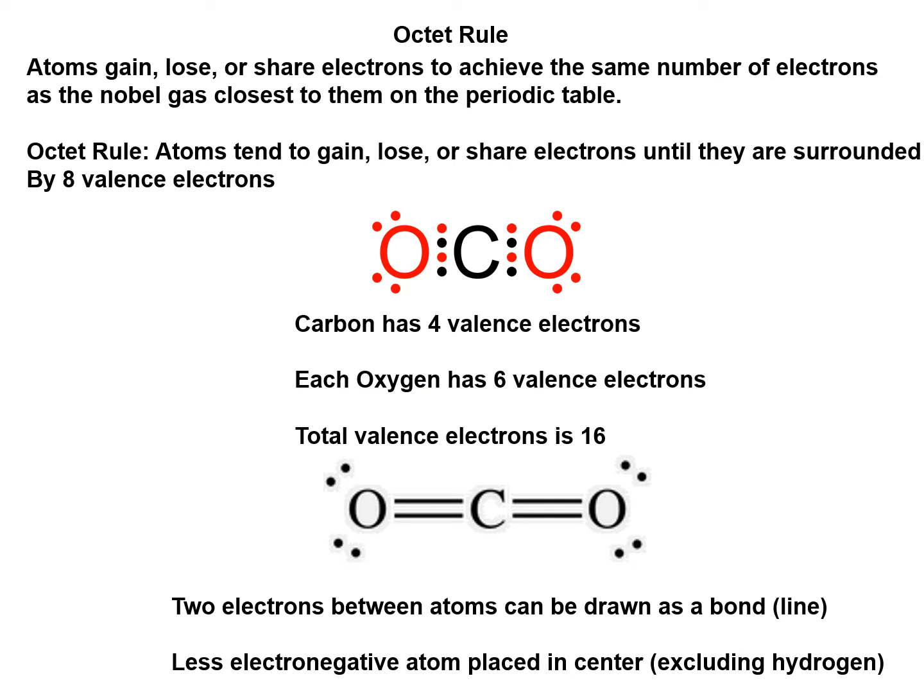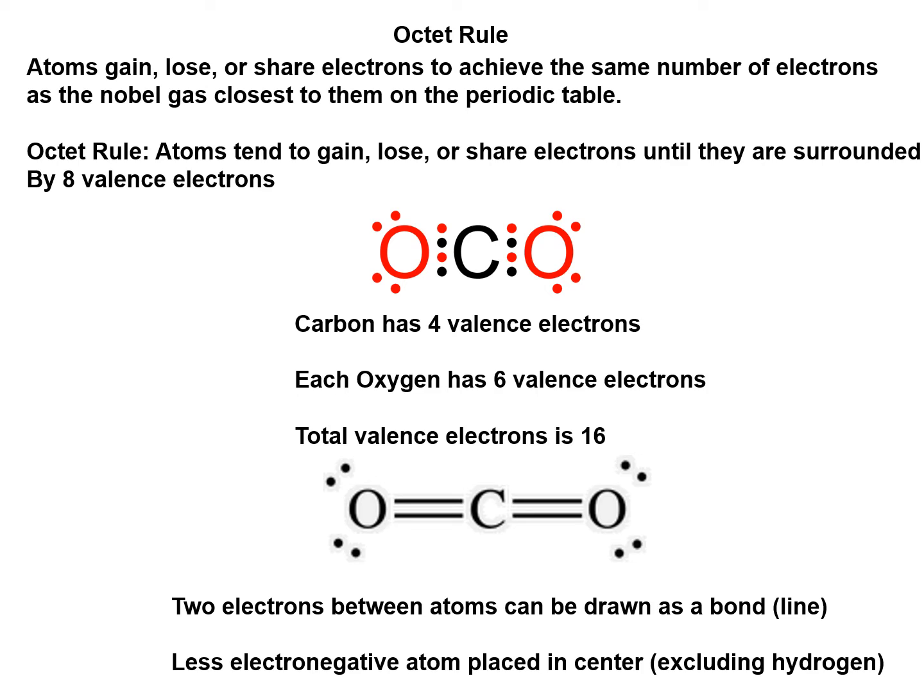Atoms gain, lose, or share electrons to achieve the same number of electrons as the noble gas closest to them on the periodic table. The octet rule: atoms tend to gain, lose, or share electrons until they are surrounded by 8 valence electrons. They want that stability of the noble gases.